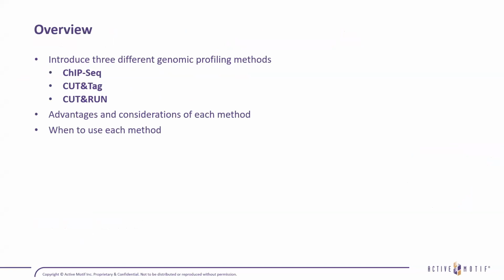As I said, I'll be covering three different genomic profiling methods. I'll be giving a brief introduction into all three of them. So I'll be starting with ChIP-Seq, moving into CUT&Tag, and then CUT&RUN. I'll be providing advantages and considerations of each method. And then I'm going to get really into comparing each method, when to use each one, and giving you some insight there.